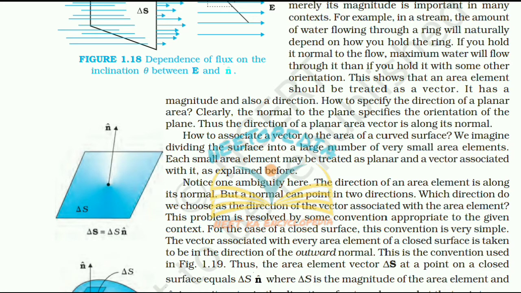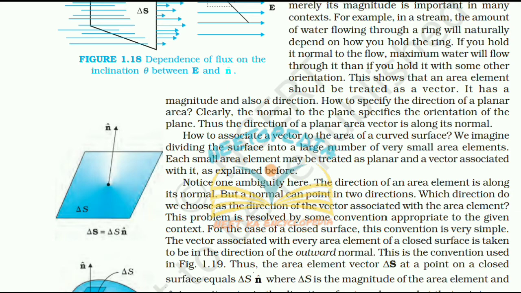How to associate a vector to the area of a curved surface? We imagine dividing the surface into a large number of small area elements. Each small area element may be treated as planar, and a vector associated with it, as explained before. Notice one ambiguity here. The direction of an area element is along its normal, but a normal can point in two directions. Which direction do we choose as the direction of the area vector associated with the area element? This problem is resolved by some convention appropriate to the given context.